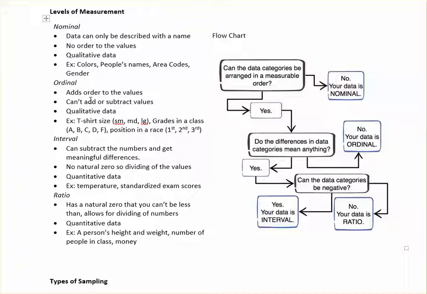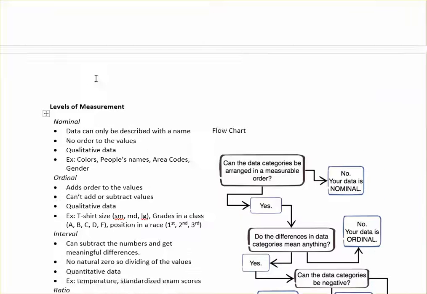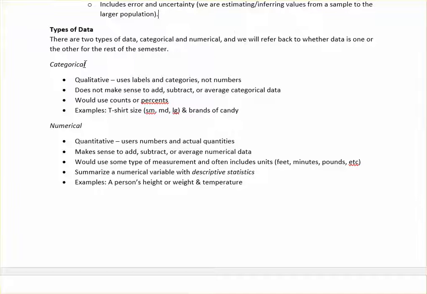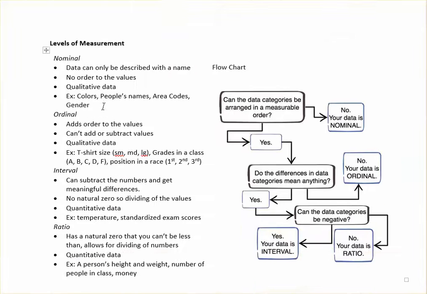It's qualitative data. So colors, people's names, area codes. So just a name, no order. It would be like the types of candy bars. So because of that, if you go up here, that is also categorical data.